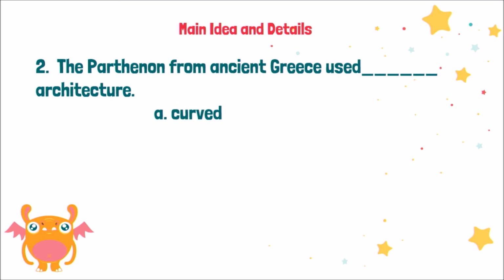Next, question number 2. The Parthenon from ancient Greece used blank architecture. A, curved? Letter B, arc? Or letter C, symmetrical? Okay, the answer here is letter C. The Parthenon from ancient Greece used symmetrical architecture.